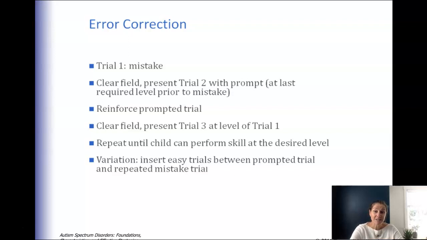If a learner makes a mistake, we have to correct that error. We want the learner to understand what the correct and expected response is. So how do we do that? We clear our space where we're working. We give the instruction again, and we prompt, so that the learner avoids making a mistake. We reinforce that trial, and then we start the next one all over again. And we repeat this process until the learner can do the skill at the desired level.